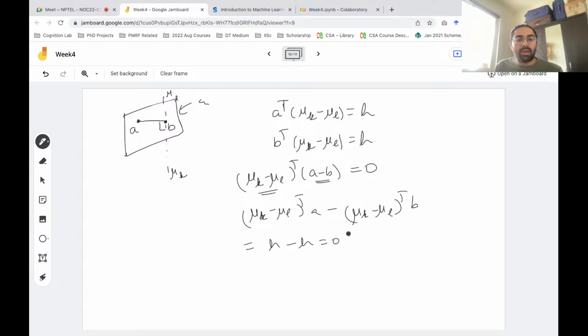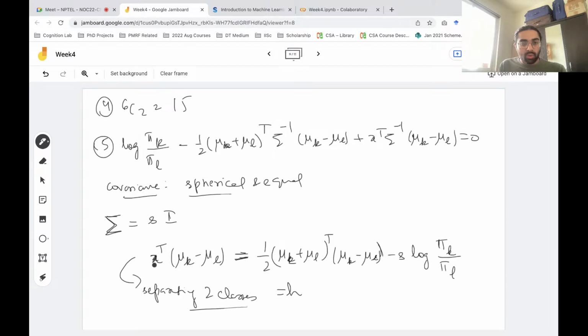Okay, so we know that it is going to be perpendicular, but the idea is that you want to check whether it will pass through the bisector or not, right? And you can check that here. For example, if pi k and pi l are equal, this term becomes 0, right? So the point half of (mu k plus mu l) lies on this hyperplane, because it will satisfy this equation.